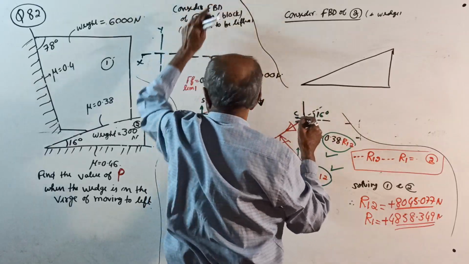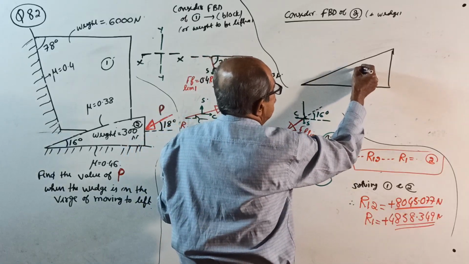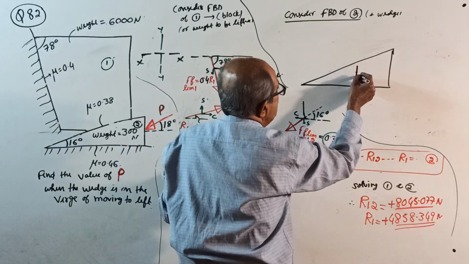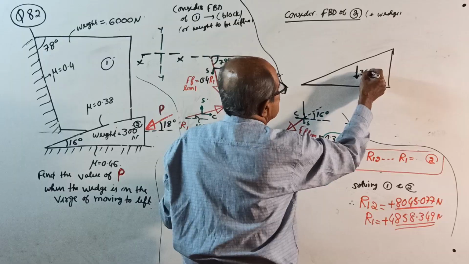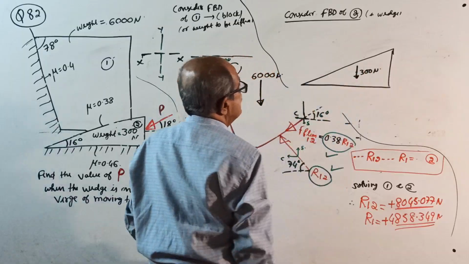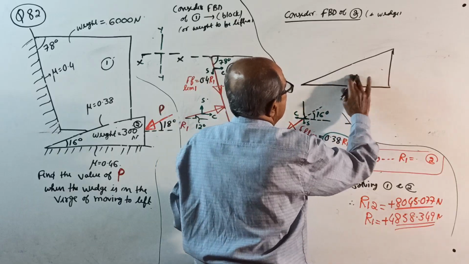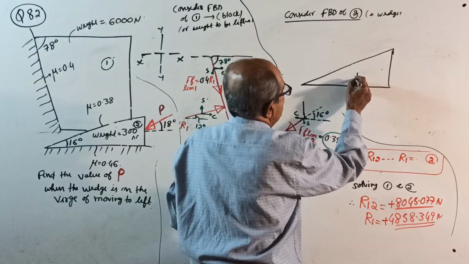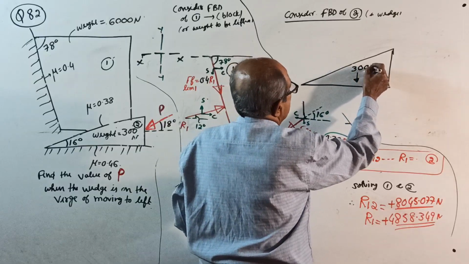Now, see here. There's a normal reaction. Weight: this time in the question, the weight of the wedge is given. How much? 300 Newton. I'll put it somewhere through the centroid. This is the weight of the wedge, 300 Newton, given in the question.